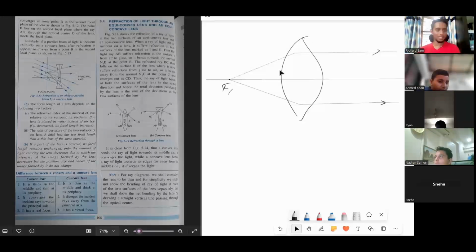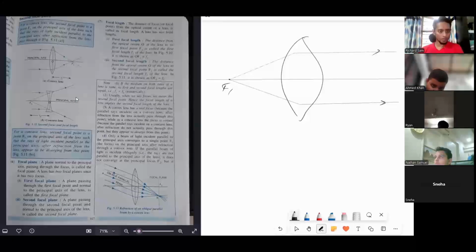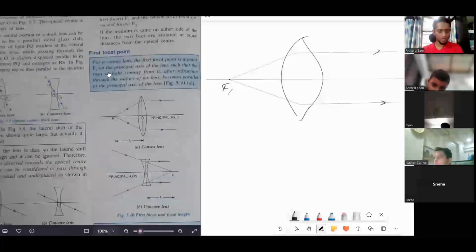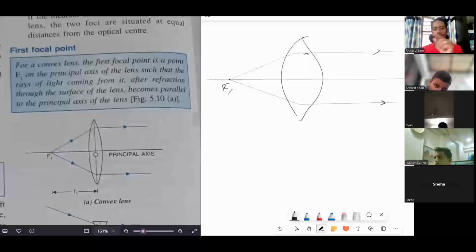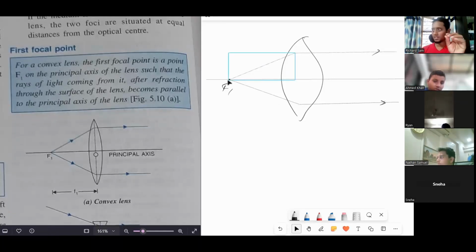Okay. Let's read the definition from the textbook. Listen. For a convex lens, what we have drawn, the first focal point is a point F1 on the principal axis of the lens. Such that the rays of light coming from it, imagine this is a bulb, the rays of light that come from it, after refraction through the surface, become parallel to the principal axis. You understand? So here the parallel rays are on the right side when we're drawing F1.